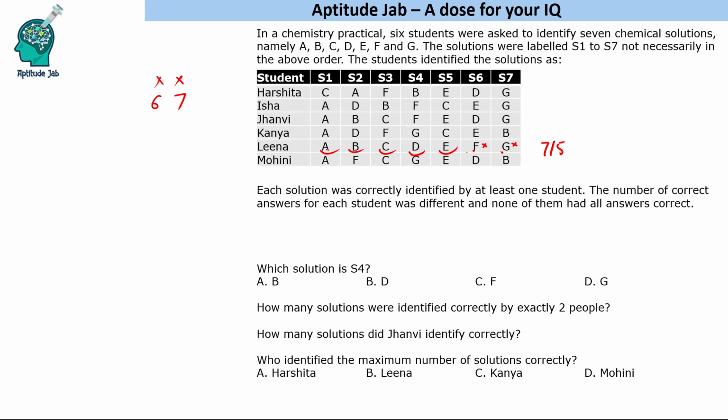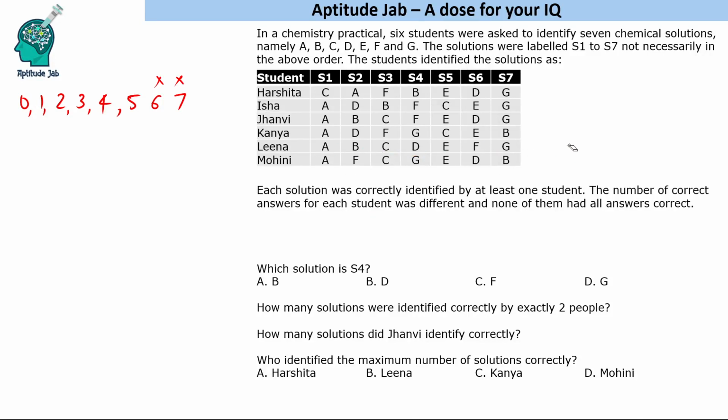So it is like a match the following question. So either you get all correct, or you get 2 less than the maximum correct. So you cannot get 1 less than the maximum as the correct answer. So no one will get 6 correct answers. So the number of correct answers will be 5, 4, 3, 2, 1 and 0. There are 6 students. So these will be the number of correct responses.